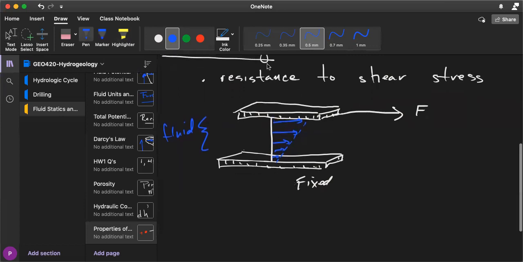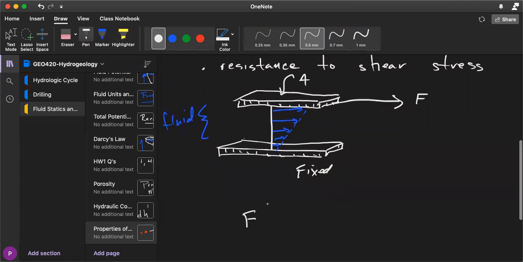And if this plate has an area A, then I can say that the total force that I need to move this plate is the area times the viscosity times the change in velocity, dv, over the change in z. So this is the slope of the velocity profile.